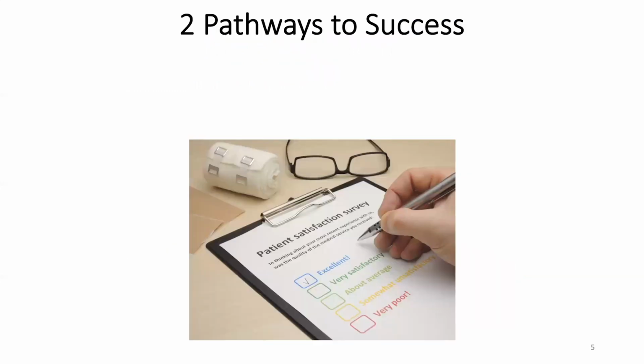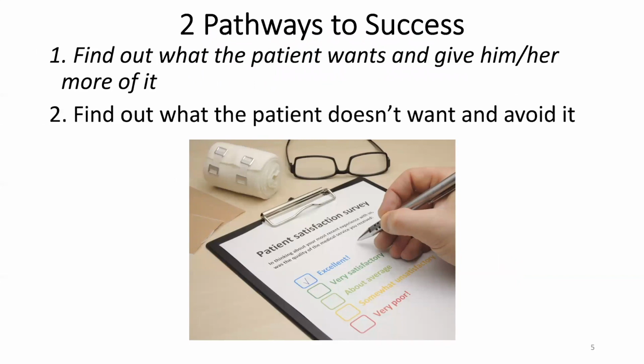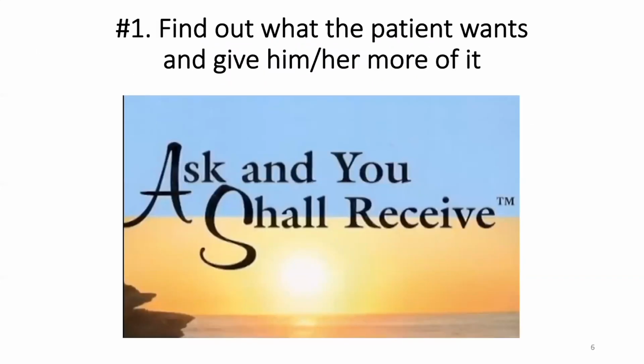There are 2 pathways to success. Simply, find out what the patients want and give him or her more of it. And the second is to find out what the patient doesn't want and make every effort to avoid it. So how do you find out what the patients want?